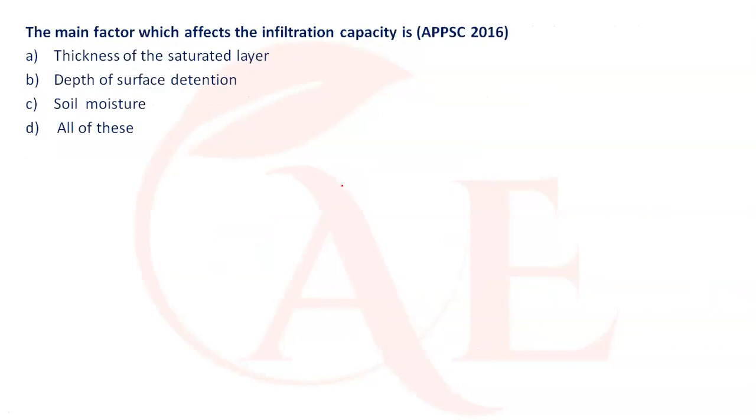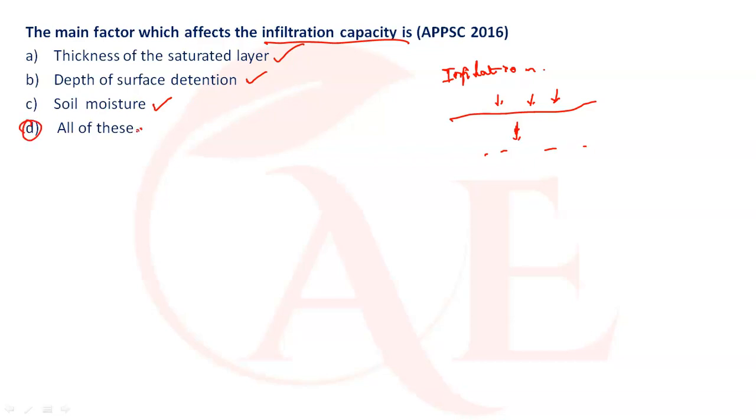So next question. The main factor which affects the infiltration capacity. Infiltration is the movement of water into the earth's surface. So what are the main factors affecting it? The thickness of the saturated layer, yes, it can affect the infiltration capacity. Depth of the surface detention, this is also correct. And soil moisture also, when the soil moisture is higher, the infiltration gets lower. So these are the factors which affect it. So of all this, option D is the correct answer.